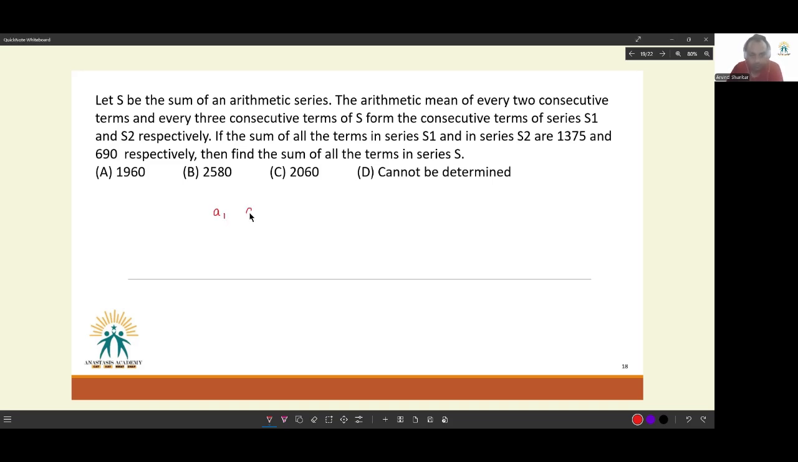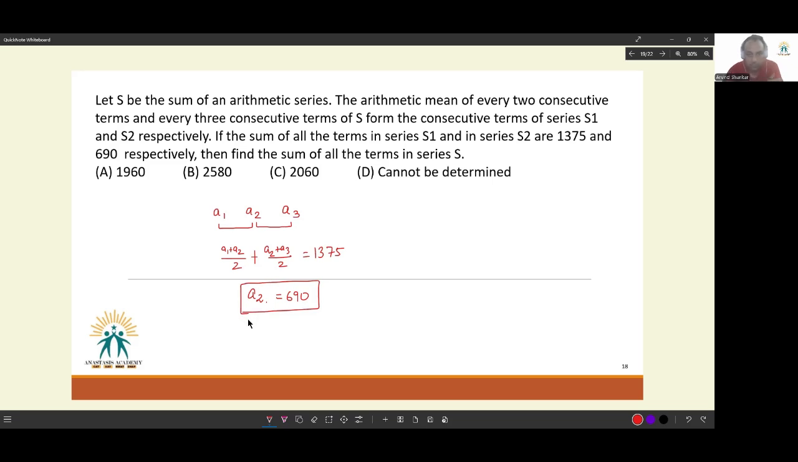I have A1, A2, and A3. The arithmetic mean of every 2 consecutive terms here will be (A1 plus A2) by 2, and here (A2 plus A3) by 2. And the arithmetic mean of 3 consecutive terms should be A2. This is also told to us. If the sum of the terms in series 1 and series 2 are 1375, these two numbers add up to 1375. And this is 690 directly.